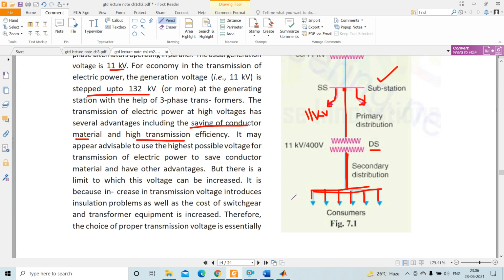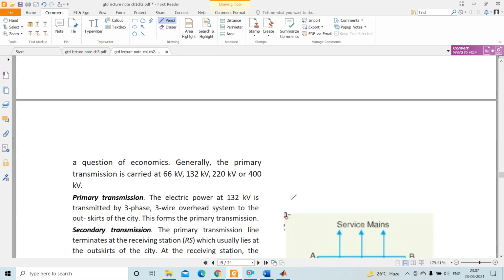It is because an increase in transmission voltage introduces insulation problems, and the cost of switchgear and transformer equipment is increased. Therefore, the choice of proper transmission voltage is essentially a question of economics. We have to make a balance in choosing the proper transmission voltage. Generally, the primary transmission is carried out at 66 kV, 132 kV, 220 kV or 400 kV.